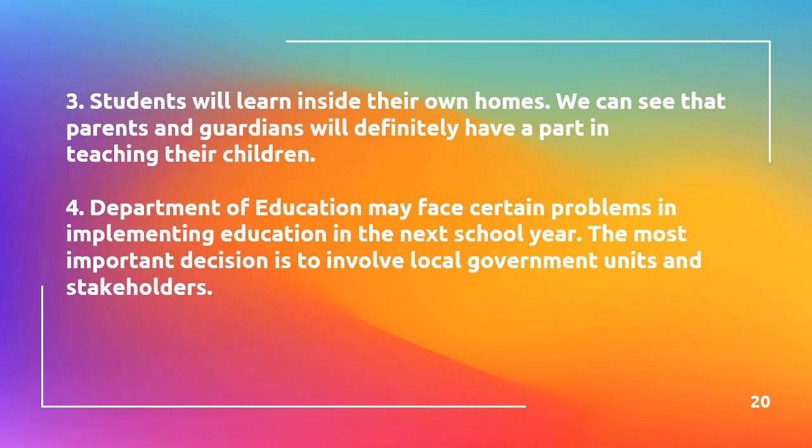Okay, number 3, students will learn inside their own homes. We can see that parents and guardians will definitely have a part in teaching their children. Then number 4, Department of Education may face certain problems in implementing education in the next school year. The most important decision is to involve local government units and stakeholders.